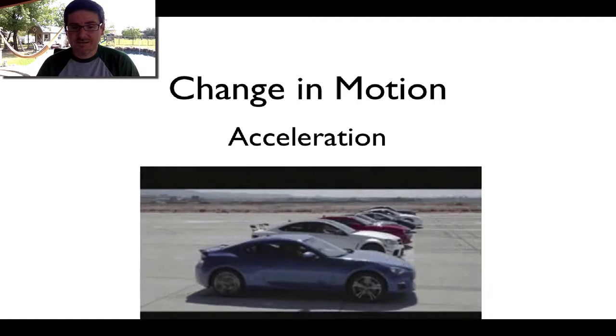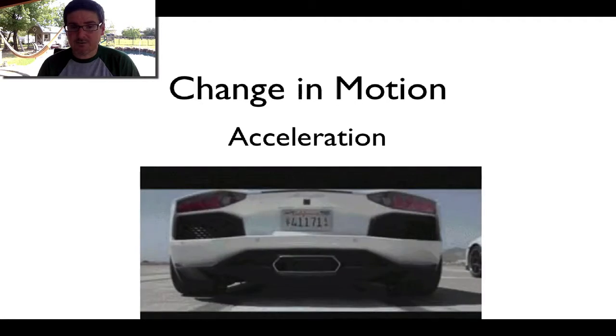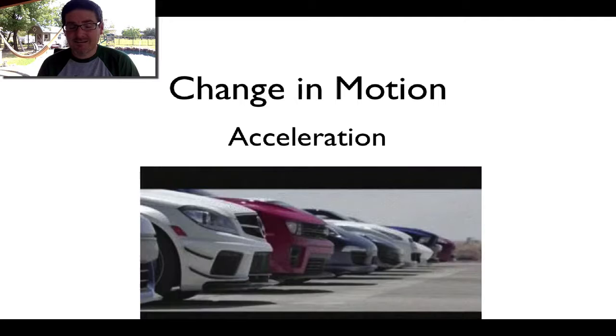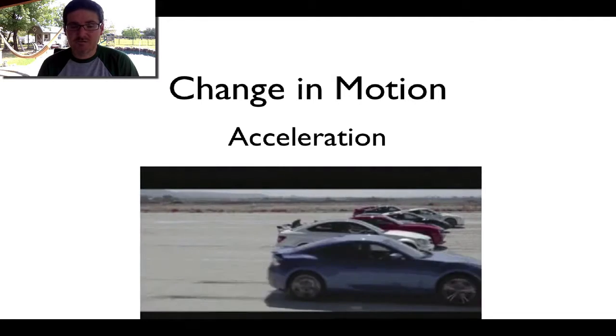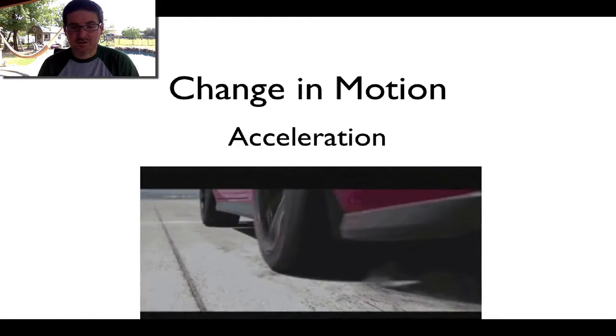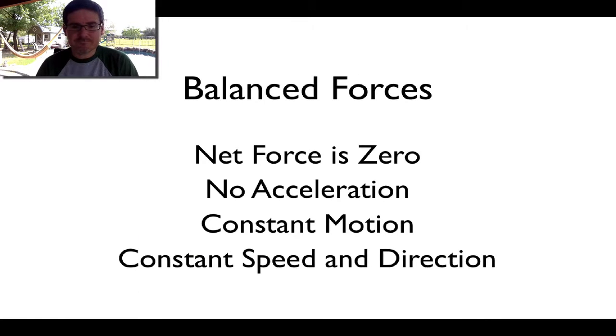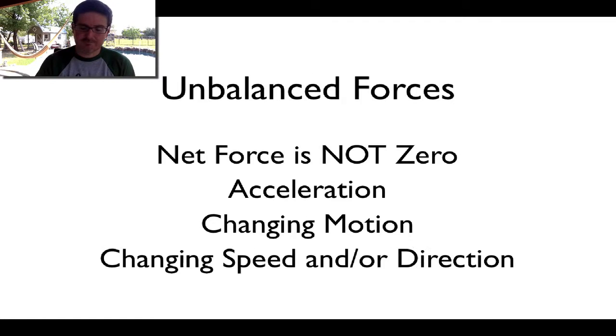Acceleration, again, is anytime you speed up or slow down or turn left or turn right. Anytime you're doing that, you're changing your speed in a particular direction. We call that an acceleration, just like these cars here. Now, we need to define what it means to have balanced forces and unbalanced forces. If we have balanced forces, that means the net force is 0. Two forces in opposite directions cancel each other out. There's no net force, which means there's no acceleration. The motion of the object is going to be constant, a constant speed and a constant direction.